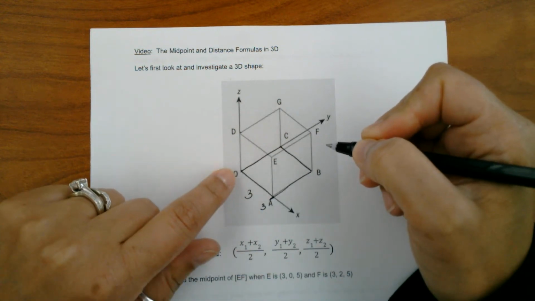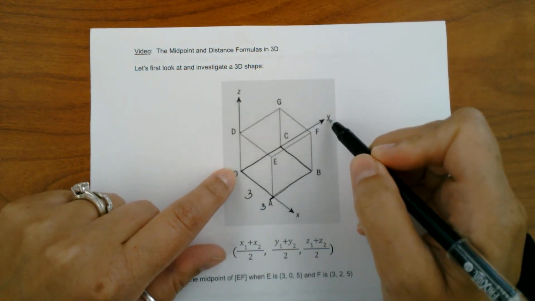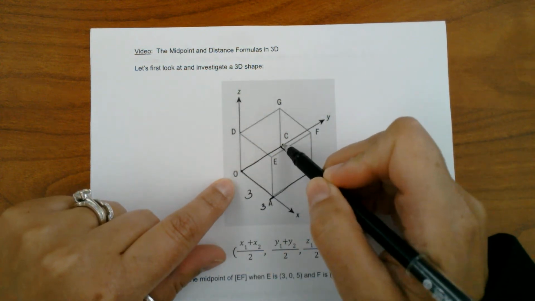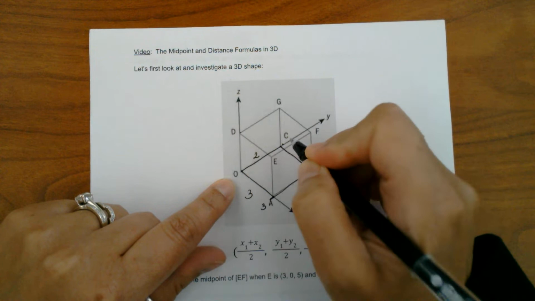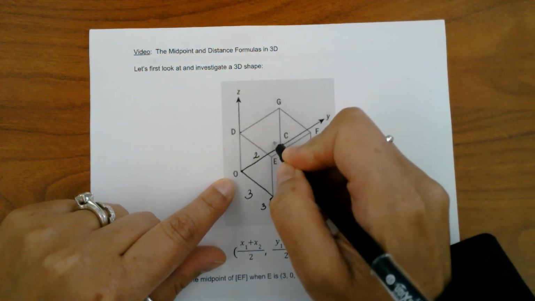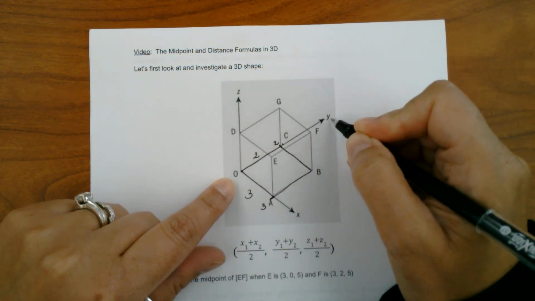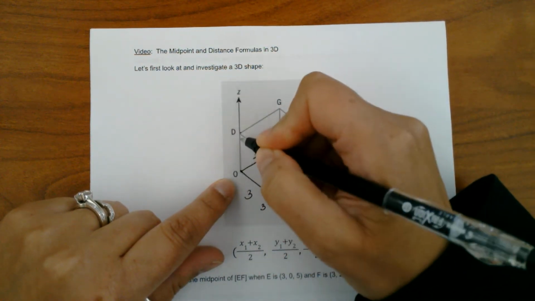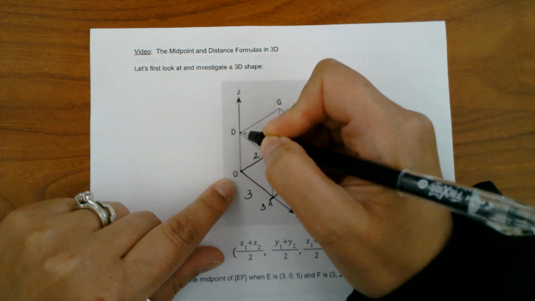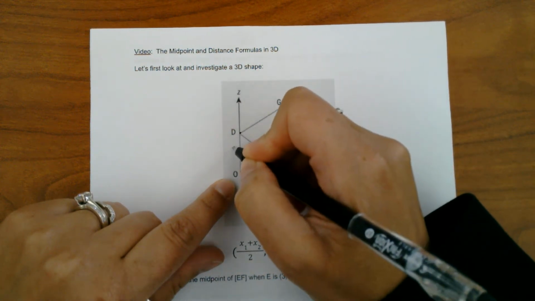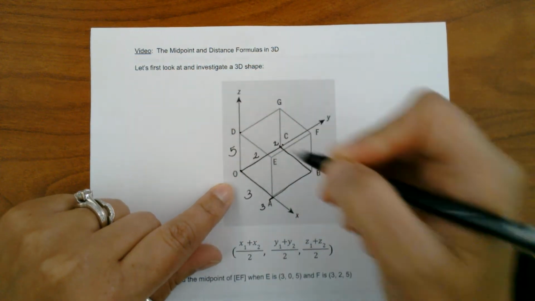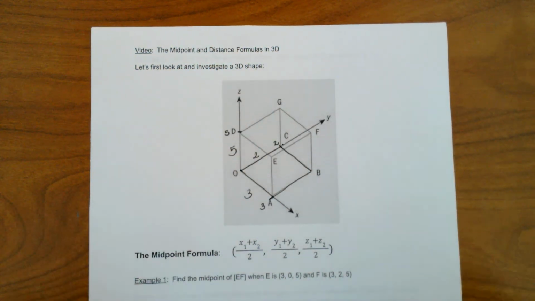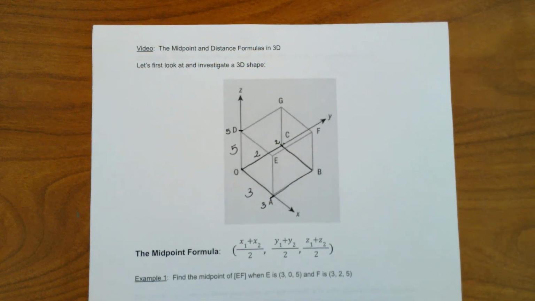Okay, let's give Y some numbers. So this whole from O to C, let's make this 2. So C right here is sitting on that 2 on the Y. And then let's give it some height. So from O to D, let's say that's going to be 5. So D is sitting right here on the z-axis at 5. So let's label some points.